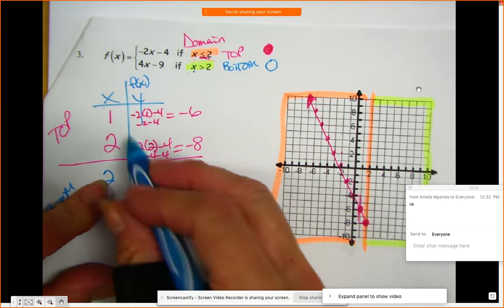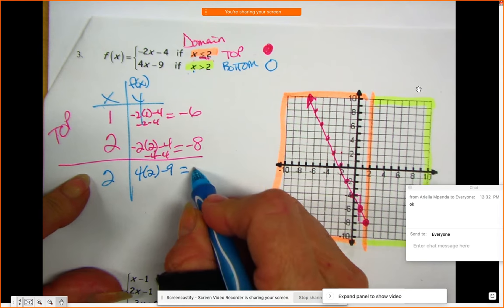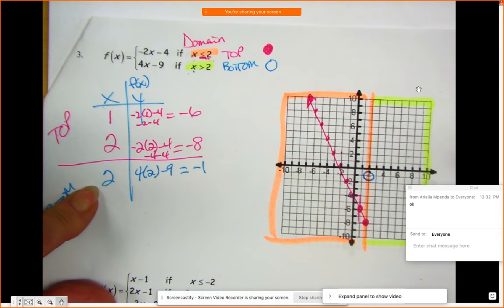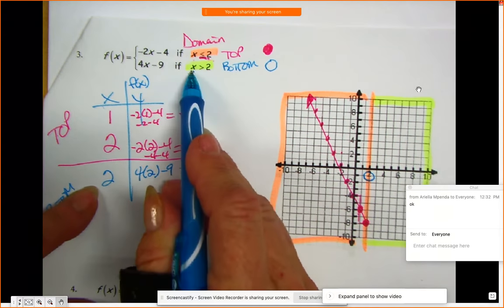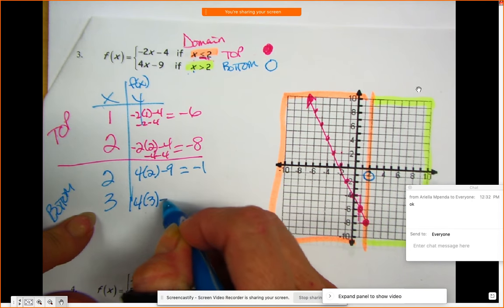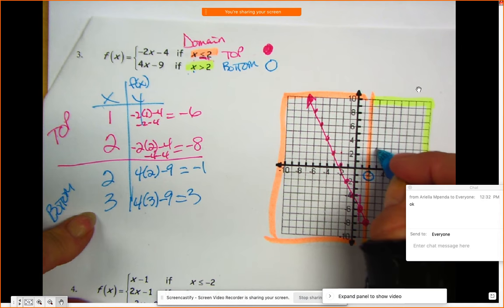Bottom one, I'll stick a 2 in. 4 times 2 minus 9. I get 8 minus 9, which is -1. So I input a 2, I got out a -1. I put an open circle. Now I'm also going to put a number that's greater than 2. How about 3? 4 times 3 minus 9. 12 minus 9 is 3. So I've input a 3, I got out a 3.